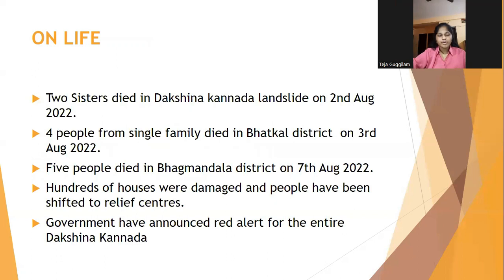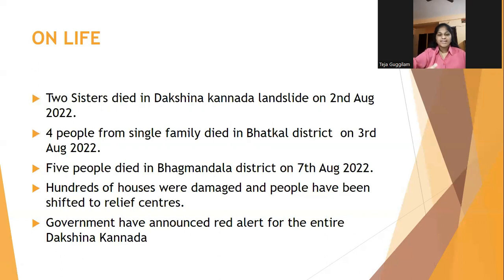Okay, here are the few recent landslides that have happened in Coorg. One that had happened on 2nd August 2022. The two sisters died in the Dakshin Kannada landslide on 2nd August 2022. And 4 people from a single family died in the Bagpal district on the 3rd August 2022. And 5 people died in Bagmangla district on 7th August 2022.